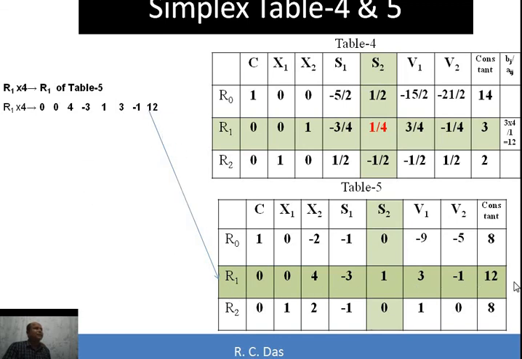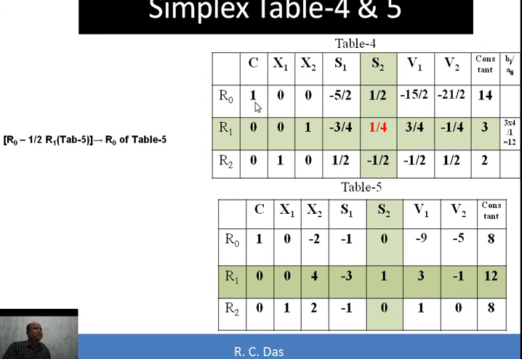Next let us take R0. R0 has the 1 by 2 value in the pivot column, so we have to make it 0. To make it 0, the relation is this: R0 of table number 4 minus 1 by 2, that is half of row 1 of table number 5, will give row 0 of table number 5.